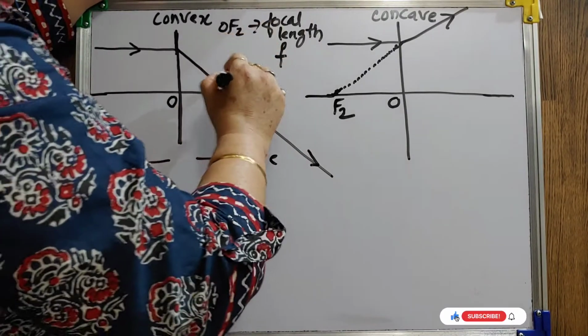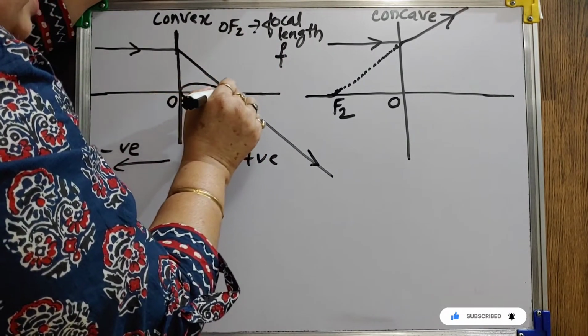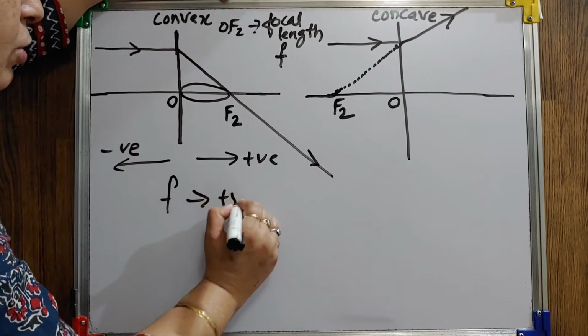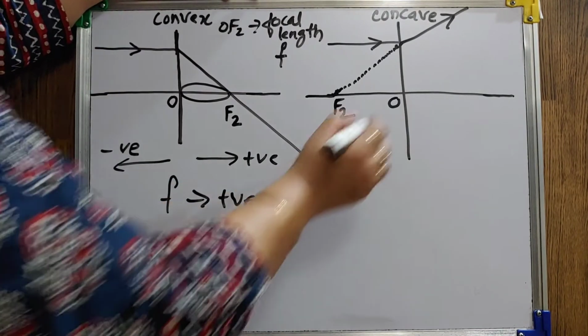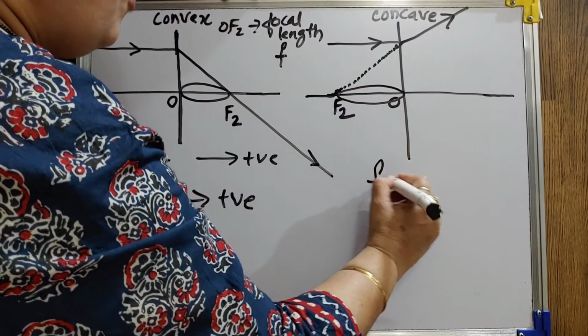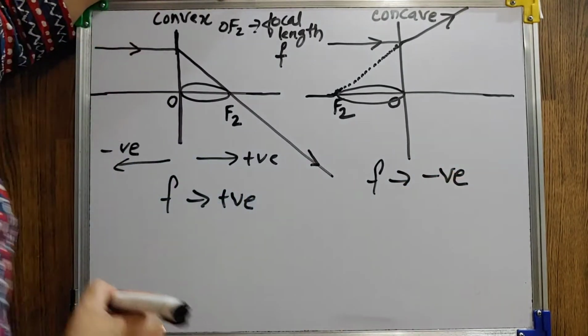So, this is what I told you is known as focal length. This is on the right hand side, so the focal length of a convex lens is always positive. This is on the left hand side, so the focal length of a concave lens is always negative.